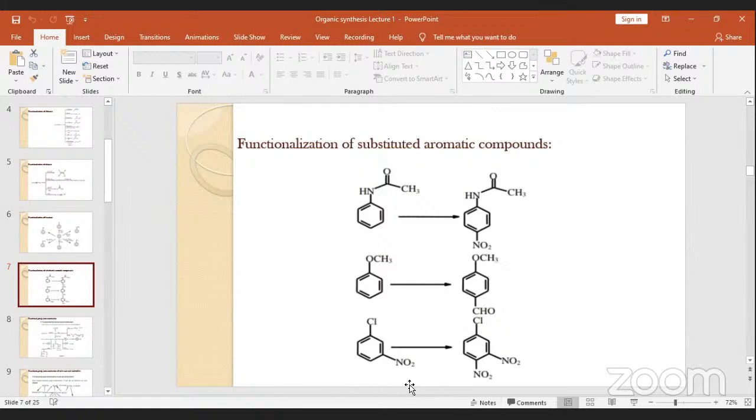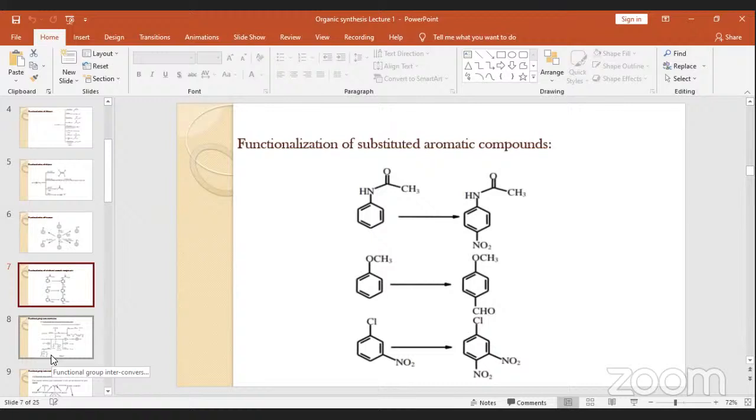And suppose you have meta-chloronitrobenzene. Here you have two substituents. Chlorine is there, nitro is there. Chlorine is ortho-para directing. The nitro group is deactivating and meta directing. See, when you are doing nitration of meta-chloronitrobenzene, what are you getting? You are getting the nitro group at the para position of the chloro group. That is, the chlorine effect is dominating here. So you will get 3,4-dinitrochlorobenzene. Again, this is another useful intermediate. So I have just given you three examples here.